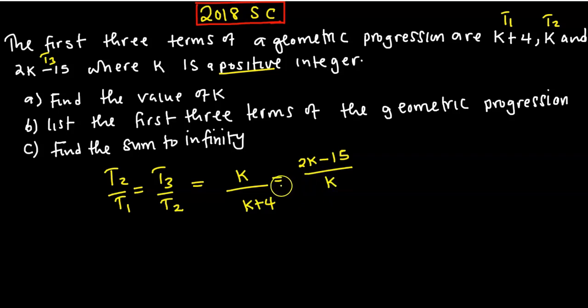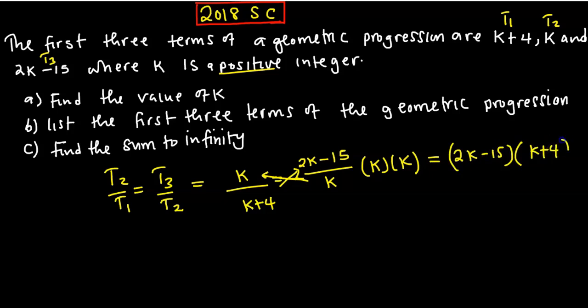Okay, so now what do you do? You cross multiply at this point. That is what you basically do if you are given the listed terms like that. You find the ratio of the second term to the first term, and the third term to the second term. If you cross multiply here, you are going to find K times K equals 2K minus 15, multiplied by K plus 4. So what are you going to do to open the brackets?